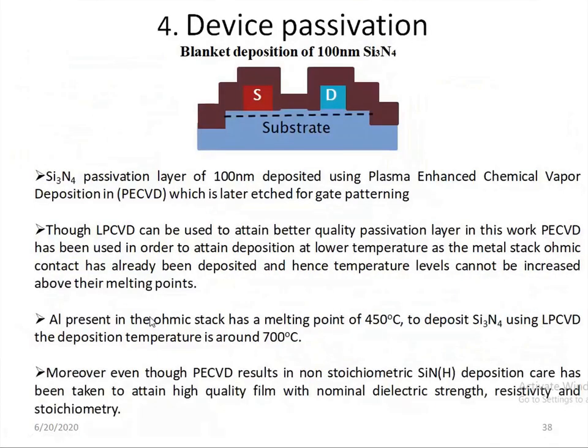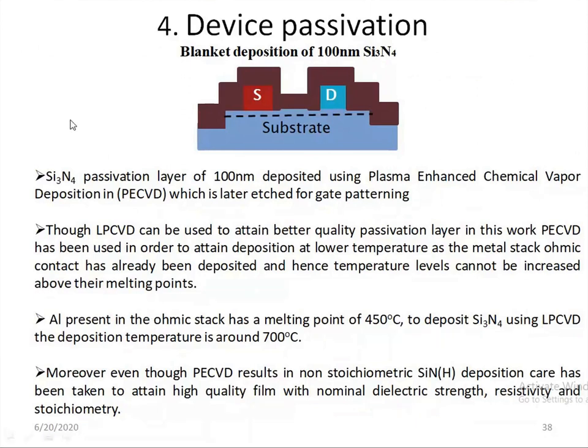For device passivation, again, we have multiple methods available. We have used PECVD, or plasma enhanced chemical vapor deposition, for silicon nitride deposition, and we have deposited around 100 nanometer silicon nitride. There are many other methods that can be used, like LPCVD, but when you choose a method, there are many things that you have to take care of.